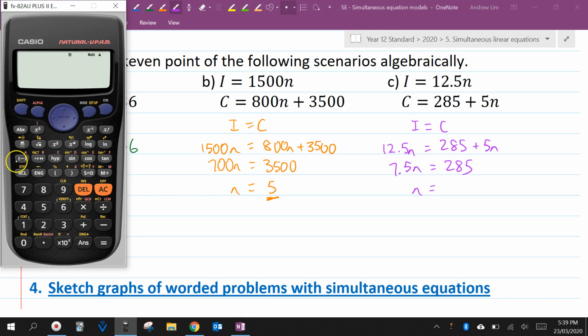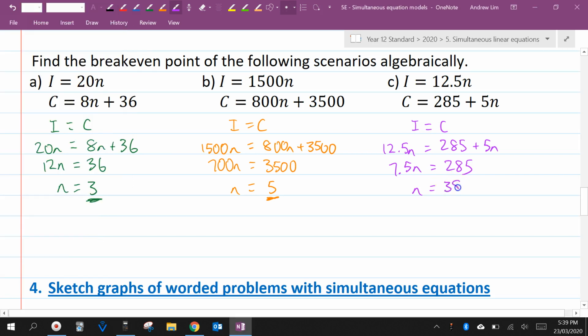285 divided by 7.5 is 38. 38 goods need to be sold.